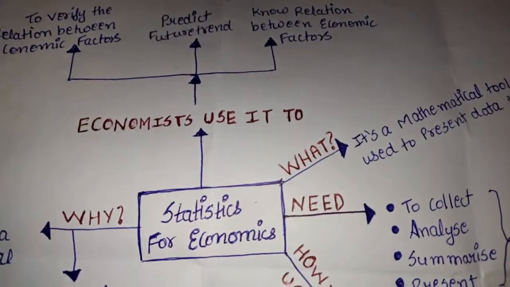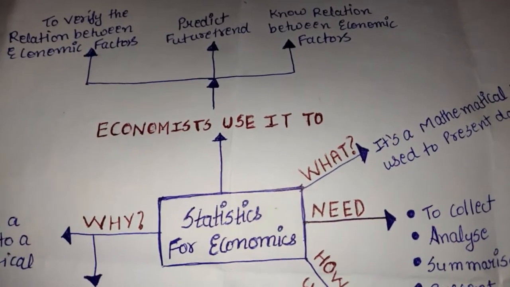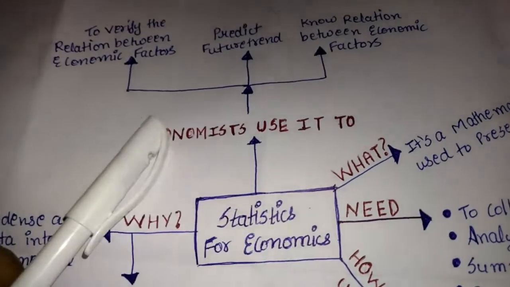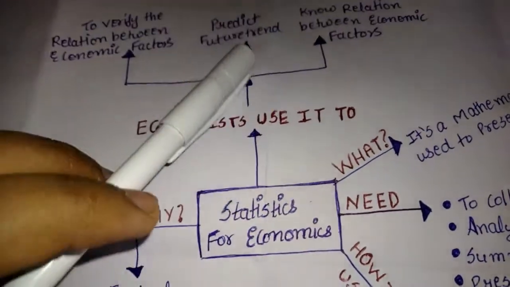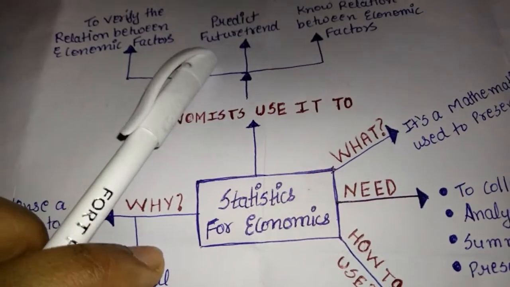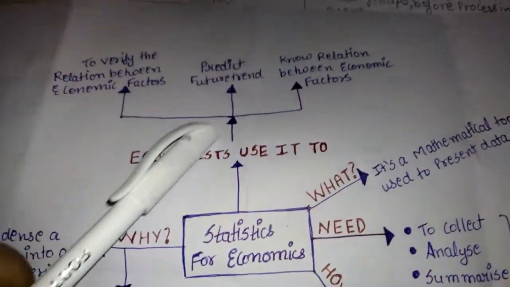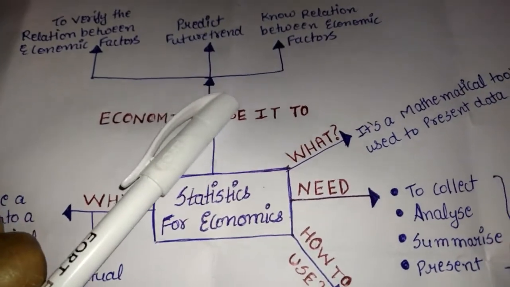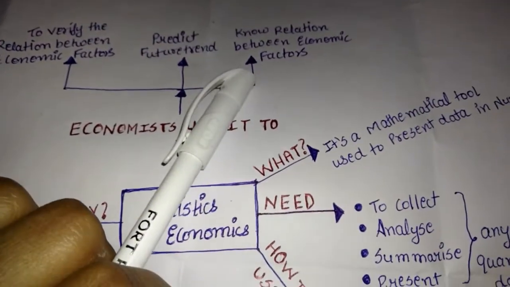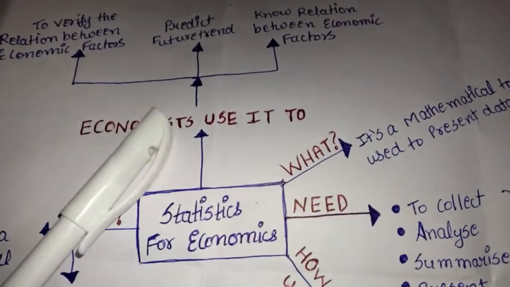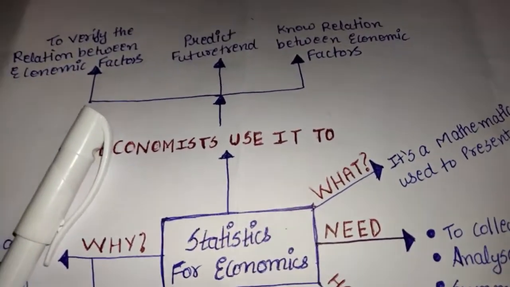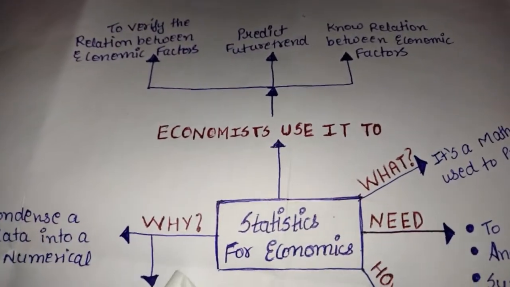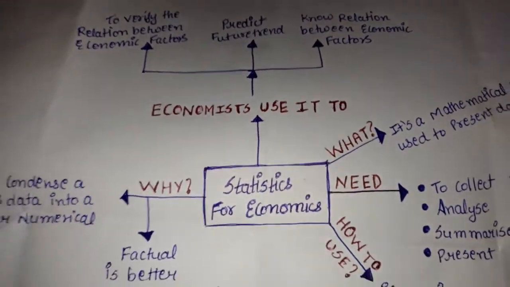Now to predict the future trend, the assumptions and past data are required. The past data can be formed in a statistical method, and then the present scenario can be done in statistical form, and analyzing the whole thing, economists predict the future trends of an economic system. Now, know the relations between economic factors. If there is any kind of relation between any of the economic variables, economics can use this tool to understand that particular relation.